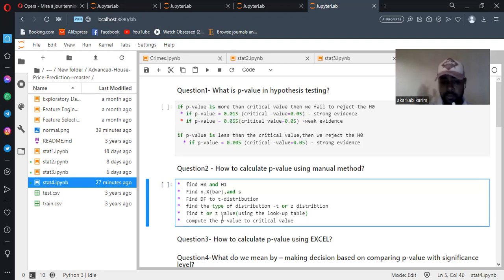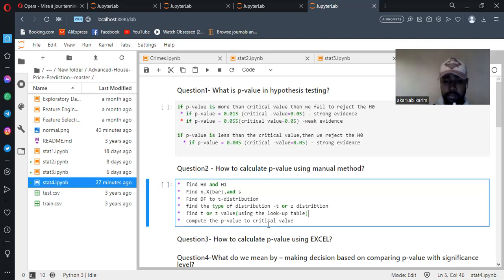After that, we look in the tables of T or Z, and we see the intersection of the values we have in the columns and the row. This time we're going to find the value of T or Z. And the last step here is to compute the p-value. After determining all these measures, the last step is to compute the p-value, I mean the probability we have.